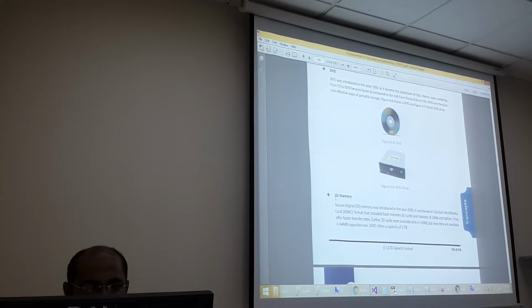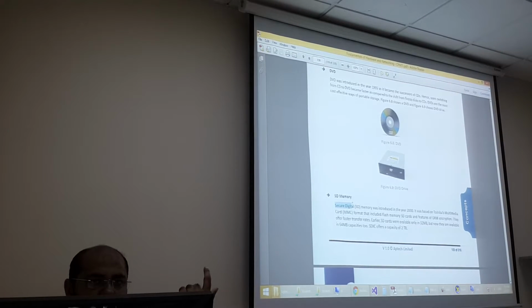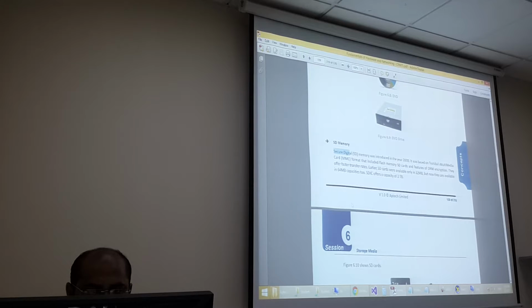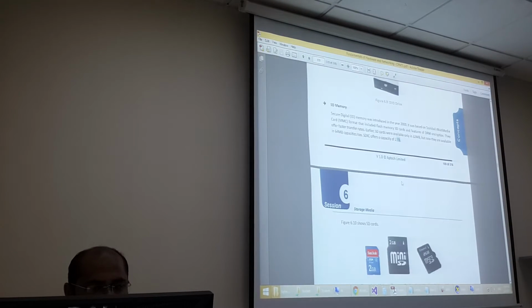And then you have the SD card, that is secure digital. Same as USB, but you don't have the drive part. You have only the disk part, only the chip. So you can store up to 2 TB.